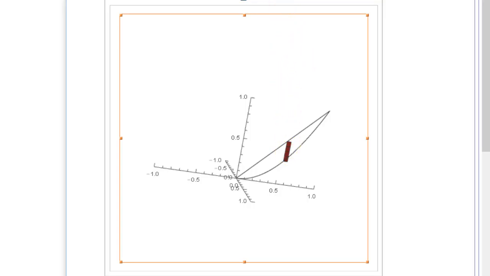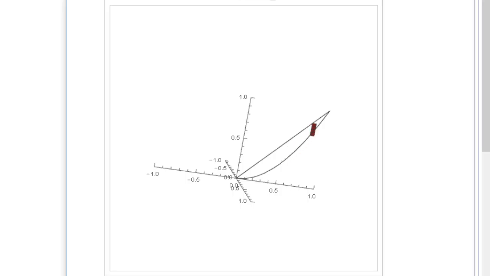I'll show you them one at a time, but I can slide them around, and you can see that the top of the rectangle is always on the curve y equals x, and the bottom of the rectangle is always on the curve y equals x squared. Okay? Now, what I'm going to do is take those two curves and that rectangle as well and rotate them around the y-axis.